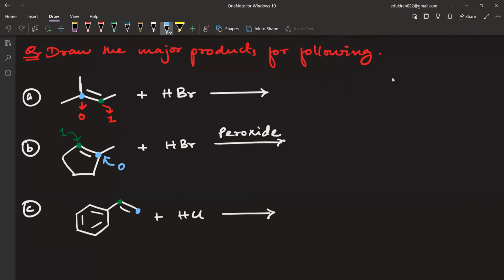Now tell me Markovnikov, anti-Markovnikov. So anti-Markovnikov. Okay, so it will attach on which carbon? The carbon which is having more number of hydrogen atoms, at 1 green. Okay, let's go. Please write the product for these 3.